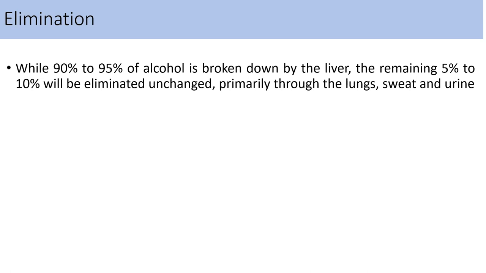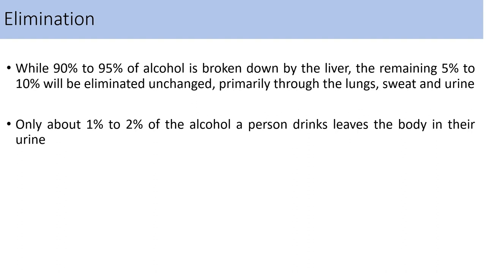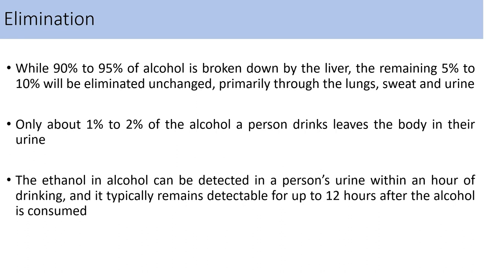Let's talk about elimination of alcohol. 90 to 95% of alcohol is broken down by the liver, and the remaining 5% will be eliminated unchanged, primarily through the lungs, sweat, and urine. Only about 1 to 2% is eliminated unchanged through urine. The ethanol in alcohol can be detected in a person's urine within an hour of drinking, and it typically remains detectable for up to 12 hours after the alcohol consumption.